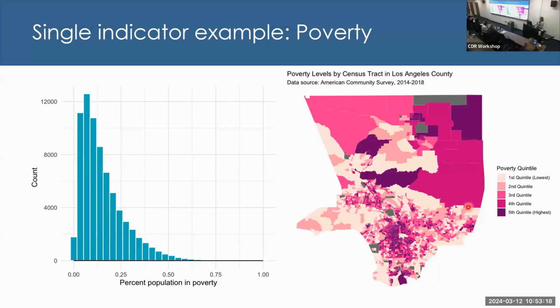So you can see that here, more around downtown and South LA, are high concentrations of poverty, and also some of these rural areas have high poverty. And by poverty, I'm talking about the percentage of the population below 50% of the median income.